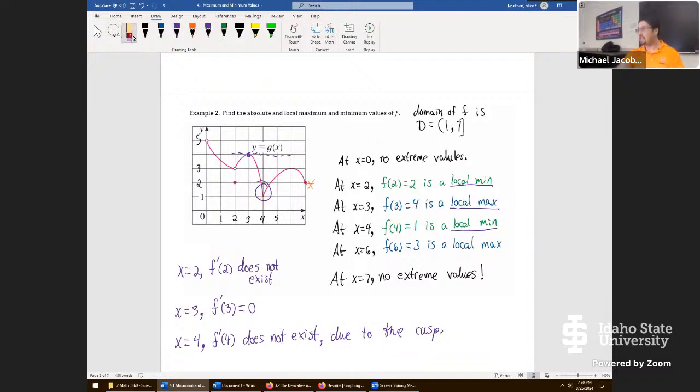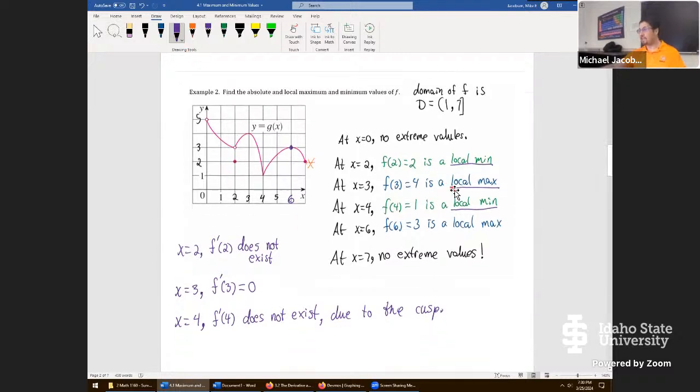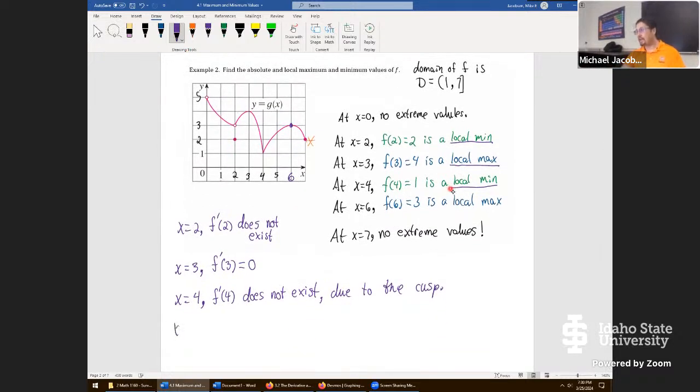And same kind of pattern on the very next one. On the last one, which occurred at x equals 6, we have a point right here, another horizontal tangent line. And so at x equals 6, f prime at 6 equals 0. And right there, we found a local max. So chapter 4 is all about finding local minimums, local maximums, absolute minimums, and absolute maximums when we can. These are also particularly important to us.